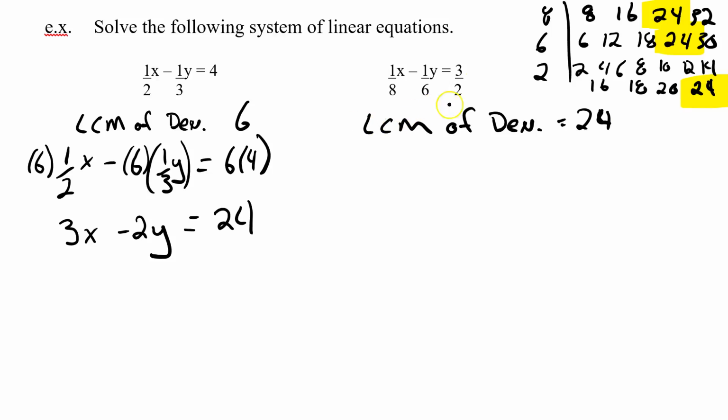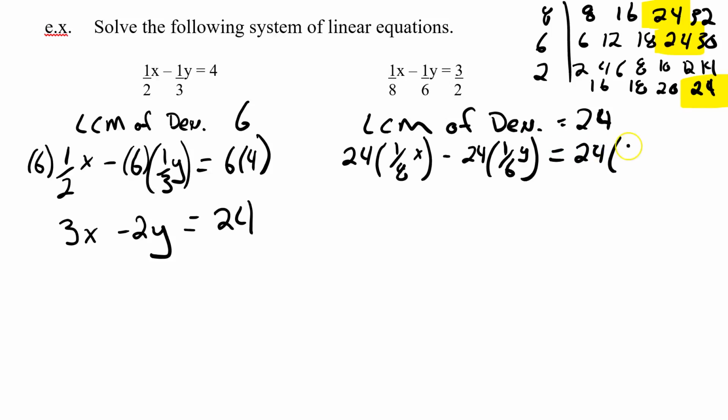So I'm going to take each term and multiply it by 24. So I'm going to get 24 times 1/8 x minus 24 times 1/6 y equals 24 times 3/2. Now you'll notice I put the brackets around the variables this time. It doesn't matter whether it's around what you're multiplying or by the variables, it does the same thing.